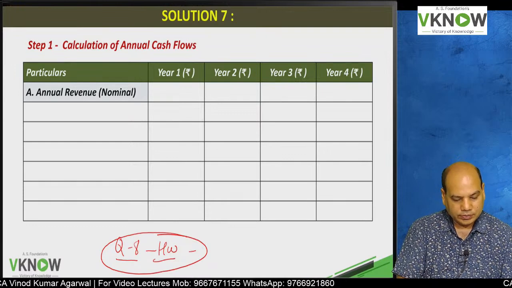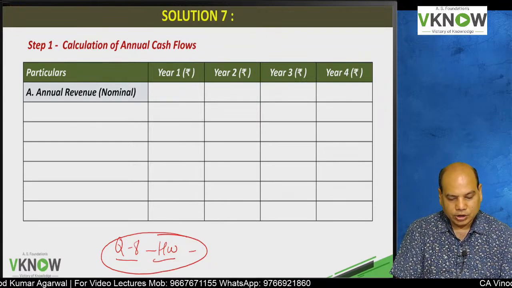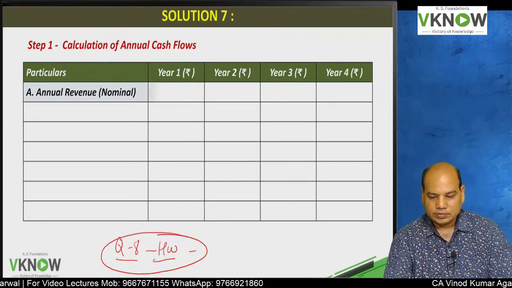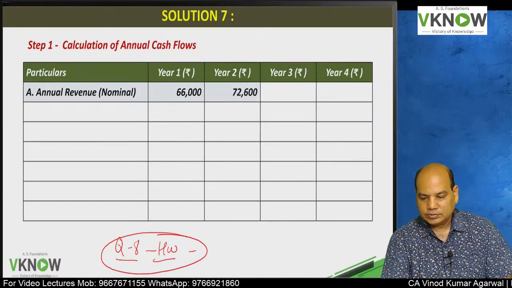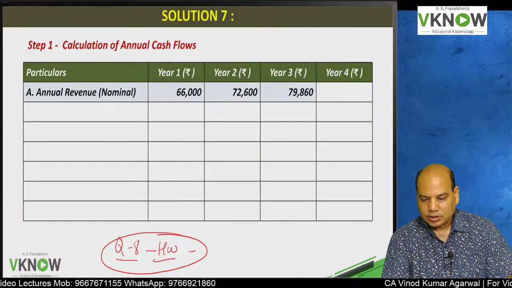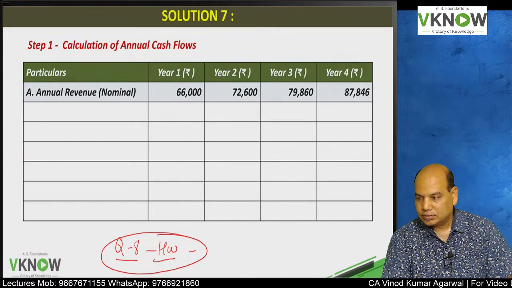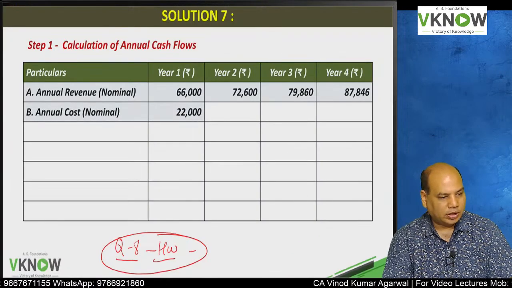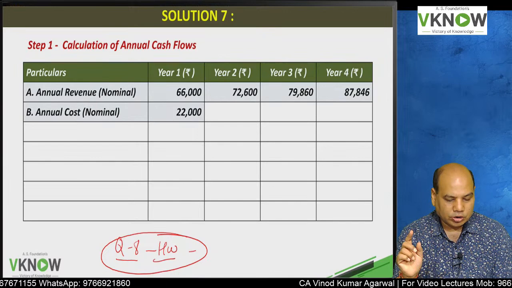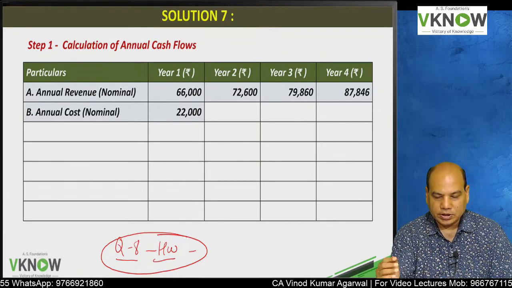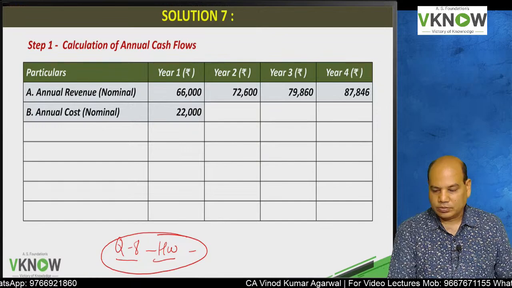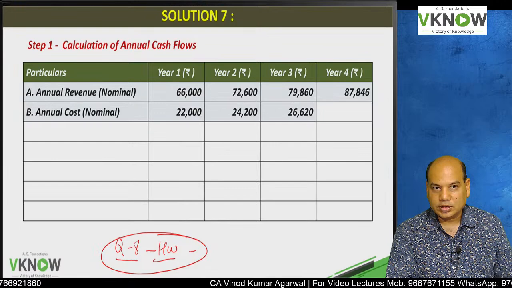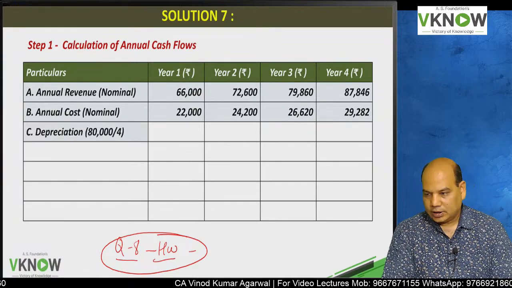Inflation rate is 10%. Revenue 60,000 without inflation. So take on your calculator 60,000 plus 10%, plus 10%, plus 10%. Okay, understood? Now write down annual cost nominal. Annual cost nominal given 20,000 plus inflation 10%. 20,000 plus 10%, plus 10% again, plus 10%, plus 10%.